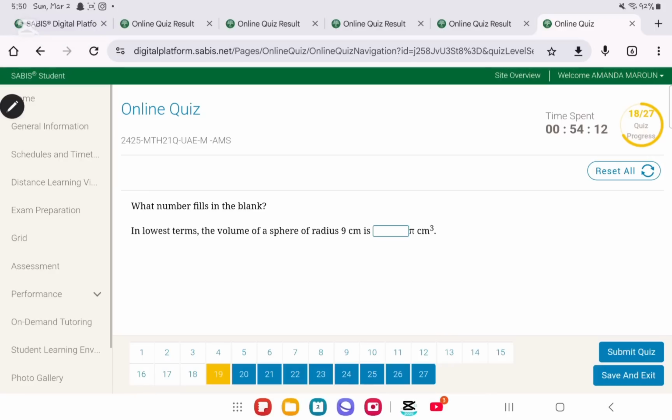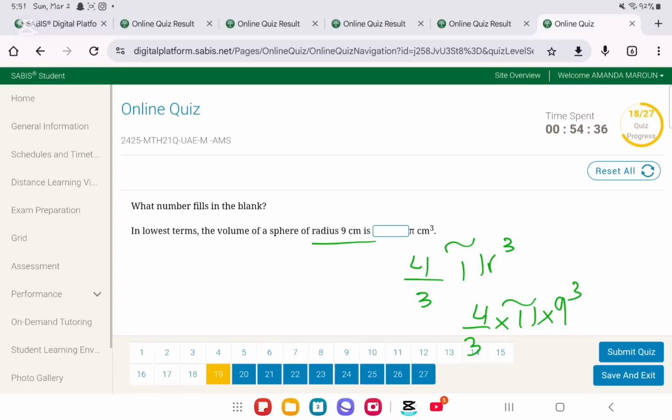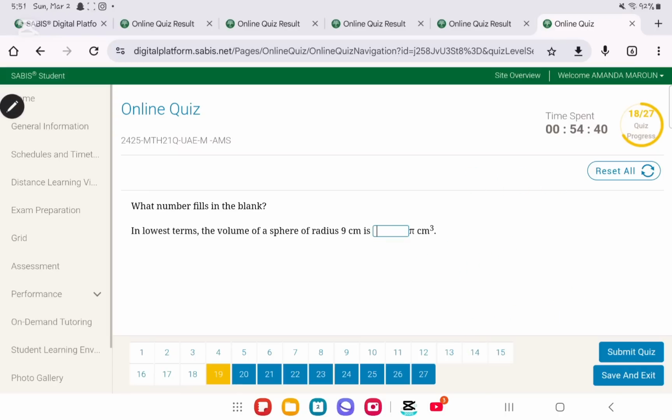We move on to question number 19. They need the volume of a sphere of radius 9 centimeters. You know that the volume of any sphere is 4 over 3 pi r to the power of 3. So 4 over 3 times pi times 9 to the power of 3. Put it on the calculator. You are going to get 972 pi centimeter cubed. So 972.